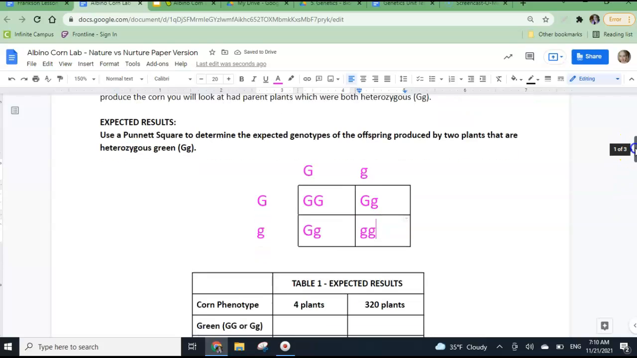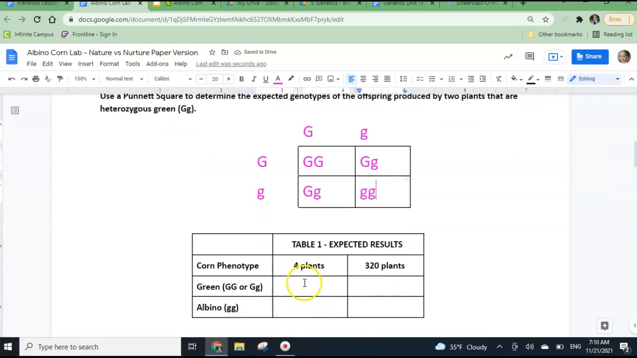All right. So now we're going to fill in our table here. It says our expected results out of 4 plants. So green, we're going to have 3. So we're going to go ahead and write 3. Albino, we've got 1.